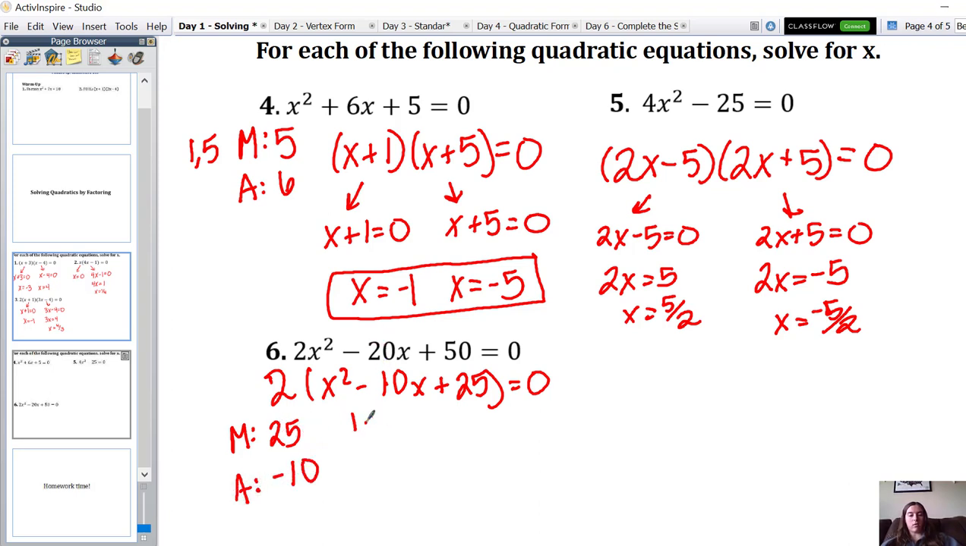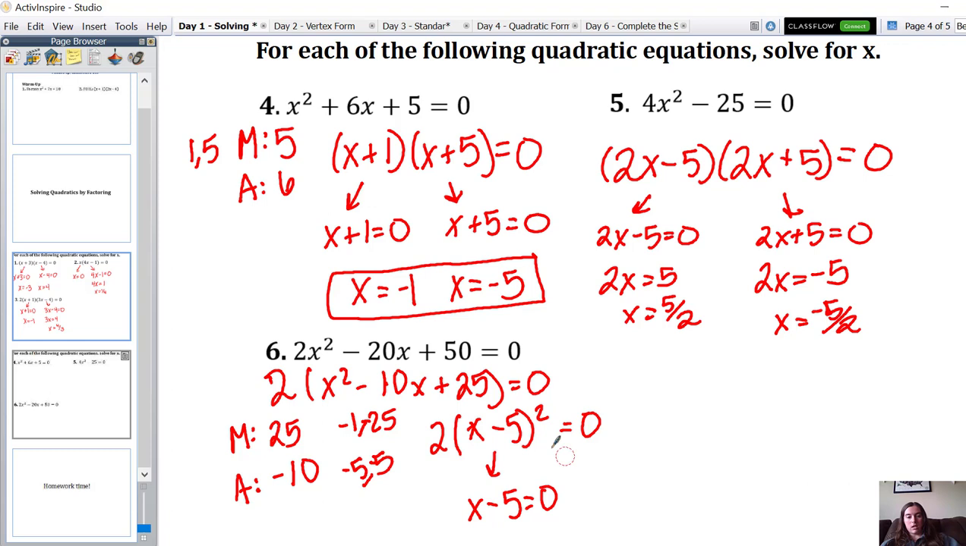The factors of 25 are 1 and 25, or 5 and 5. But I need them to multiply to a positive number but add up to negative, which means both numbers would need to be negative. -5 plus -5 is -10. So now we have 2, keeping that 2 from before, and then x minus 5 squared, or you could put x minus 5 equal to 0. Now here, since we have the same term twice, we only need to worry about it one time. So I'm just going to say x minus 5 equal to 0. So then this graph would cross the x-axis at 5.